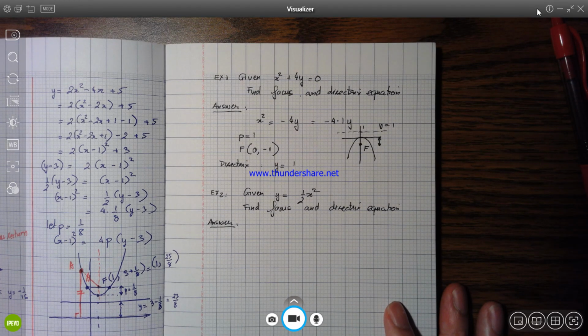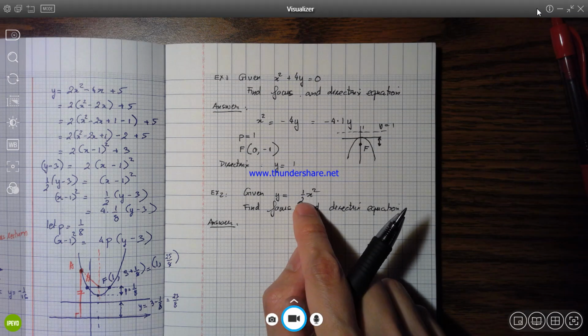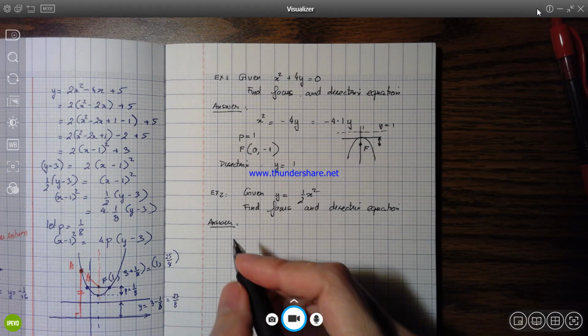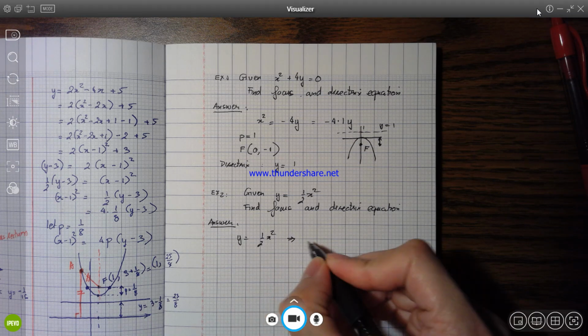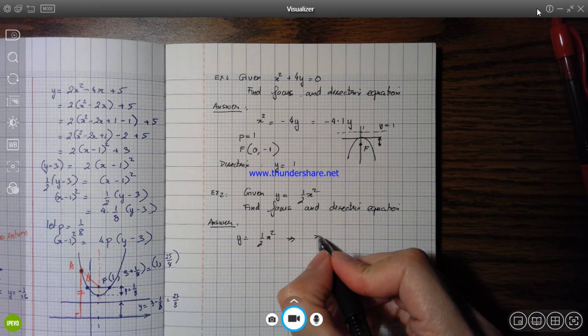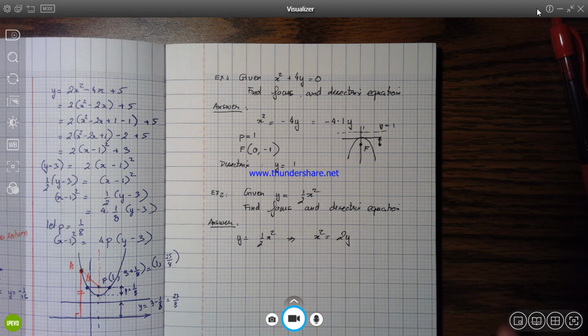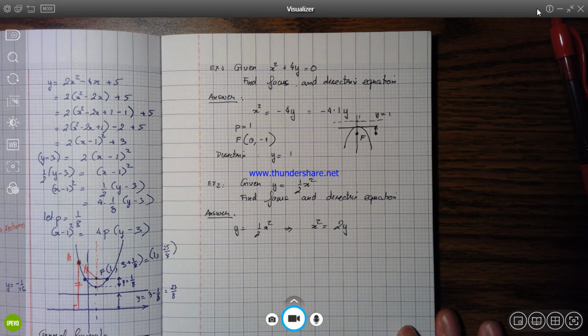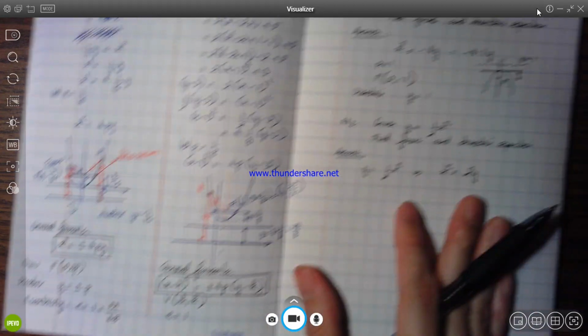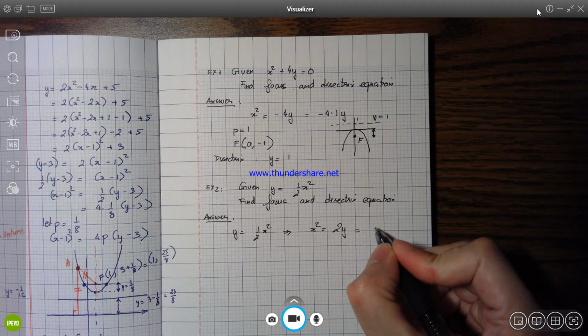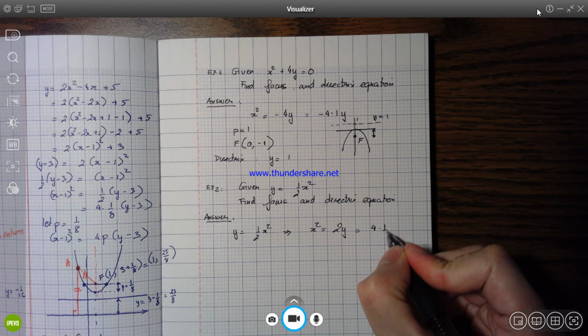We know the formula is x squared equals 4py, so in front of the x squared we shouldn't have any number. First of all, we need to convert this. So y equals 1 over 2 times x squared. I'm going to multiply both sides by 2, so my equation becomes x squared equals 2y. But the general formula must have 4, so I'm going to change it a little bit. This is equal to 4 times 1 over 2 times y.